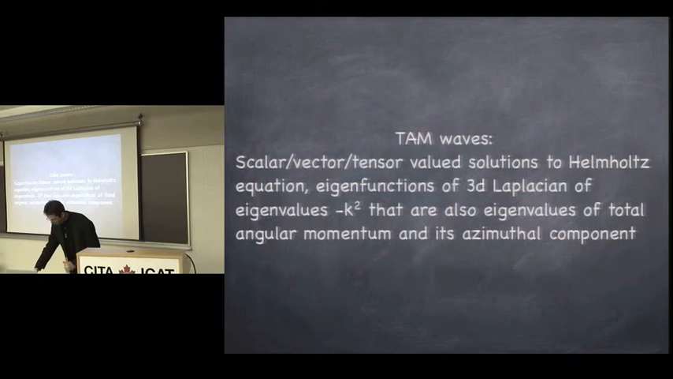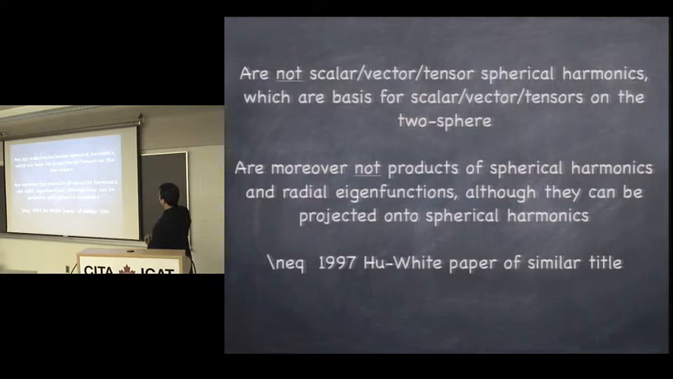So a few frequently asked questions and answers. These are not scalar, vector and tensor spherical harmonics. Scalar, vector and tensor spherical harmonics are complete sets of basis functions for scalar, vector and tensor fields that live on the surface of the two-sphere. These are actually sets of basis functions for fields that live in three-dimensional space, and they cannot be written as the product of a spherical harmonic and a radial eigenfunction. If I take a tensor spherical harmonic, say an E mode, and multiply by a radial eigenfunction, I do not get the tensor family.